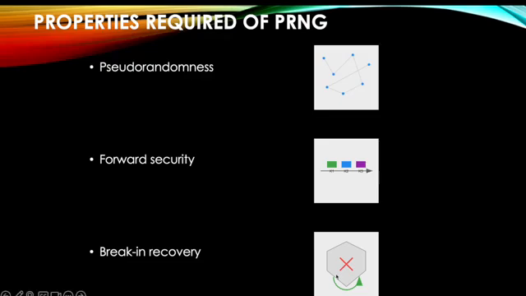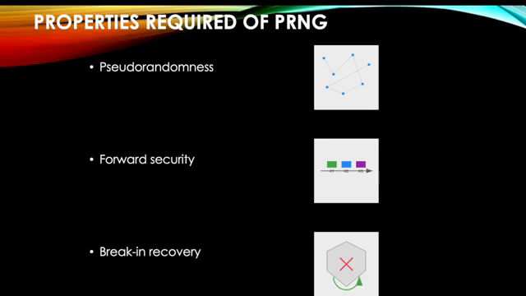Next, we have forward security. This is a crucial property for ensuring past outputs remain secure. The idea is that even if an adversary learns the internal state of the random number generator at a specific point in time, they shouldn't be able to use that knowledge to figure out previous random numbers that were generated.